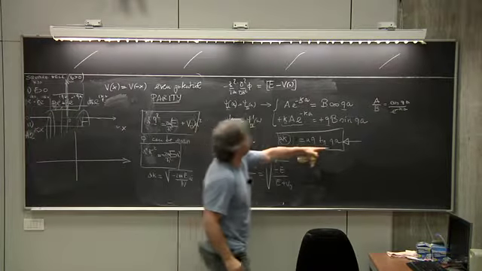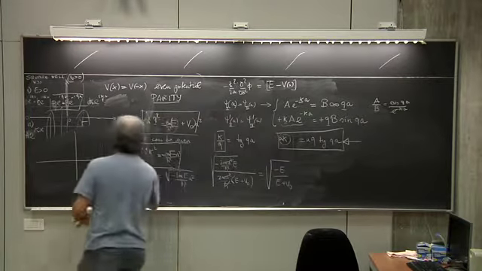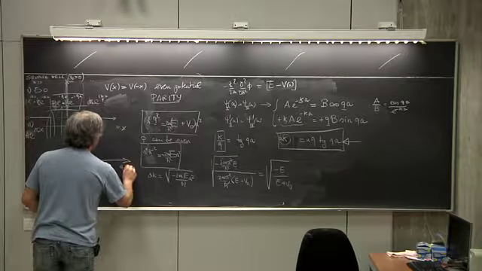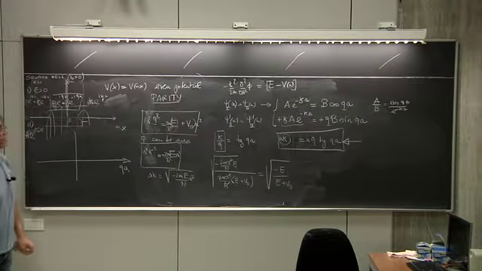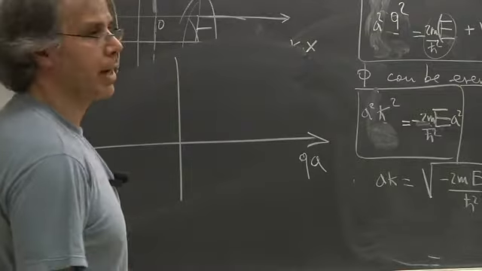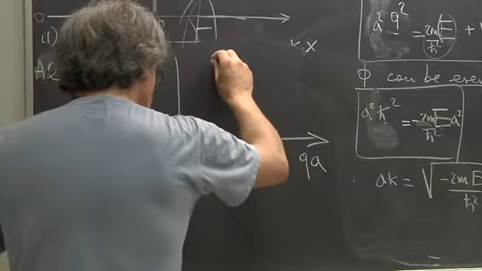This function here, tangent of QA, as a function of Q, how does it look? It looks like this.